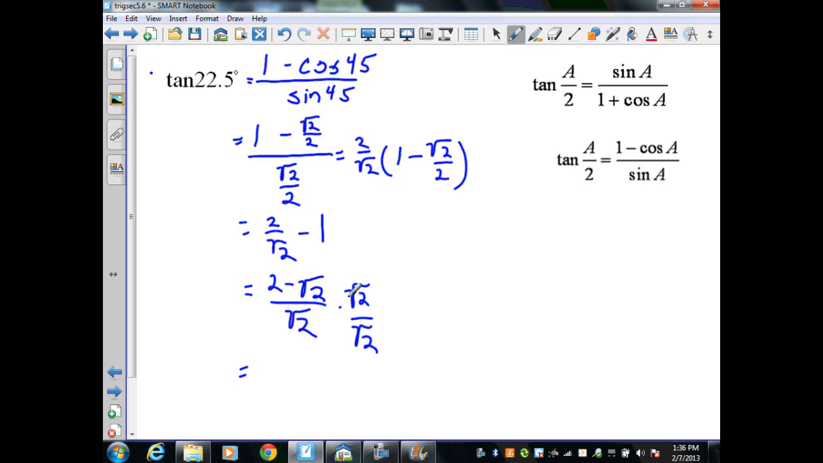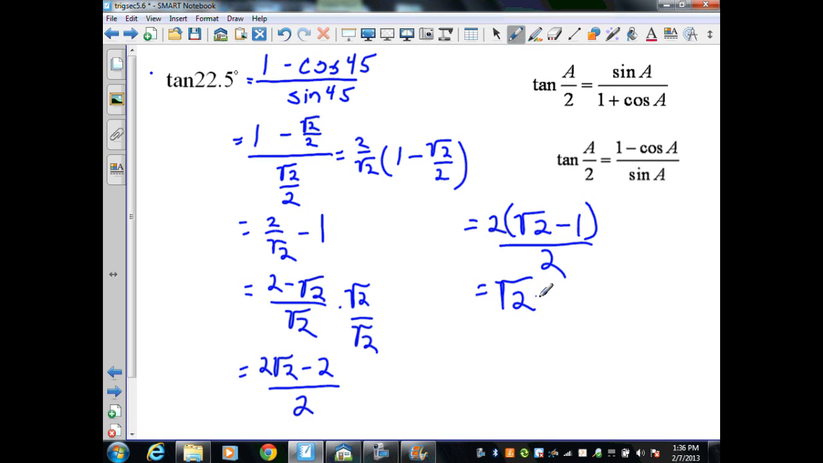From the numerator, I need to distribute. That gives me 2 square roots of 2 minus the square root of 2 times the square root of 2, which is 2, all over 2. I can factor the numerator, and when I do, that gives me 2 times the square root of 2 minus 1, all over 2. Then I can just simplify, which leaves me with the solution of the square root of 2 minus 1.